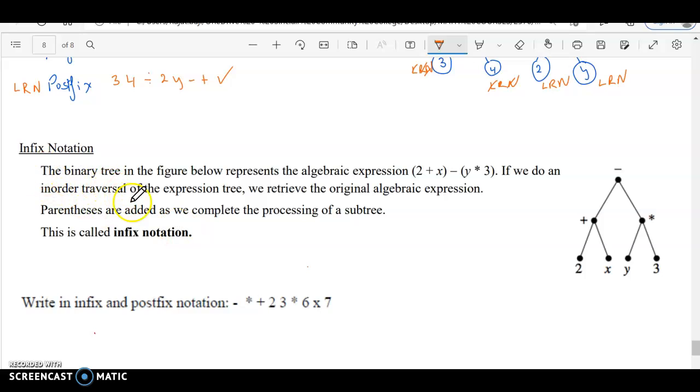Again, infix notation needed parentheses, as you could see here. So for example, here is the infix, here is the tree, straightforward.